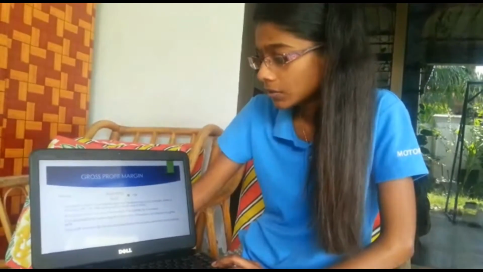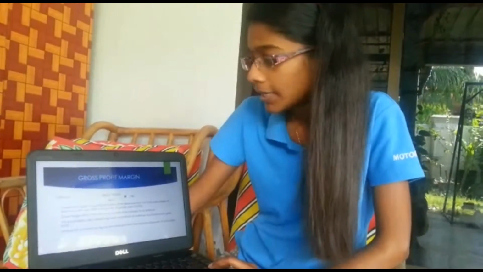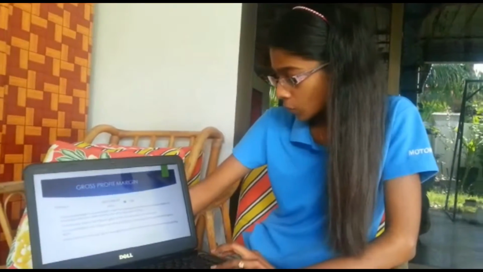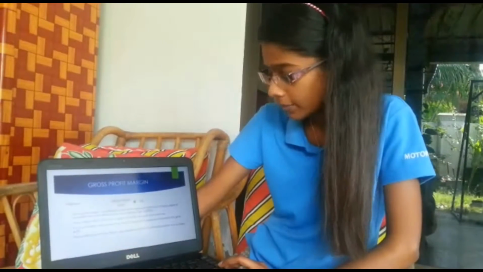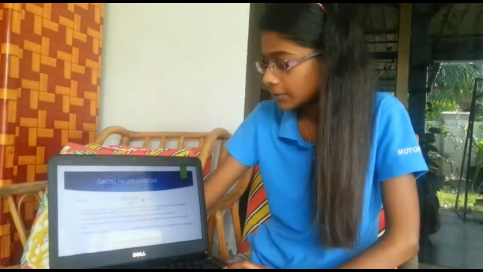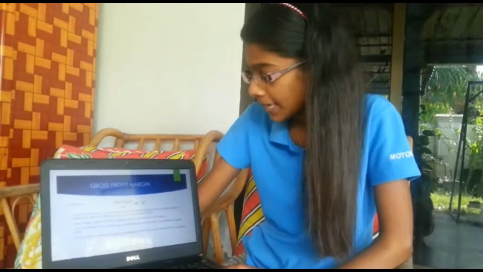Gross margin ratio is the ratio of gross profit of a business to its revenue. It is a profitability ratio measuring what proportion of revenue is converted into gross profit. Gross profit and revenue figures are obtained from the income statement of the business. The formula of gross profit margin is dividing gross profit by sales times 100.